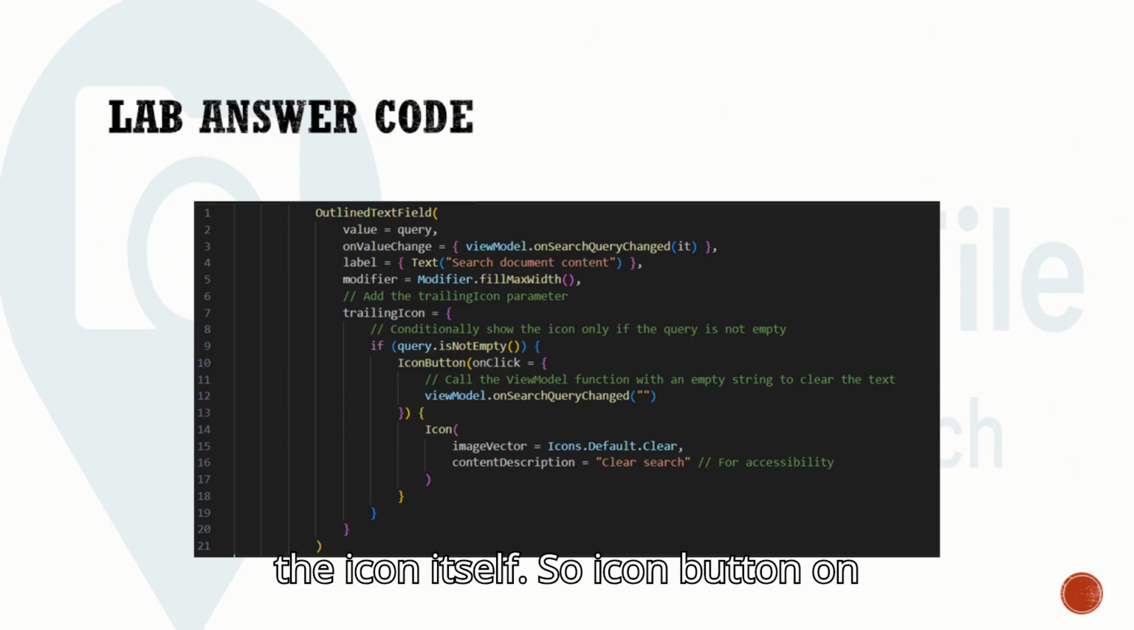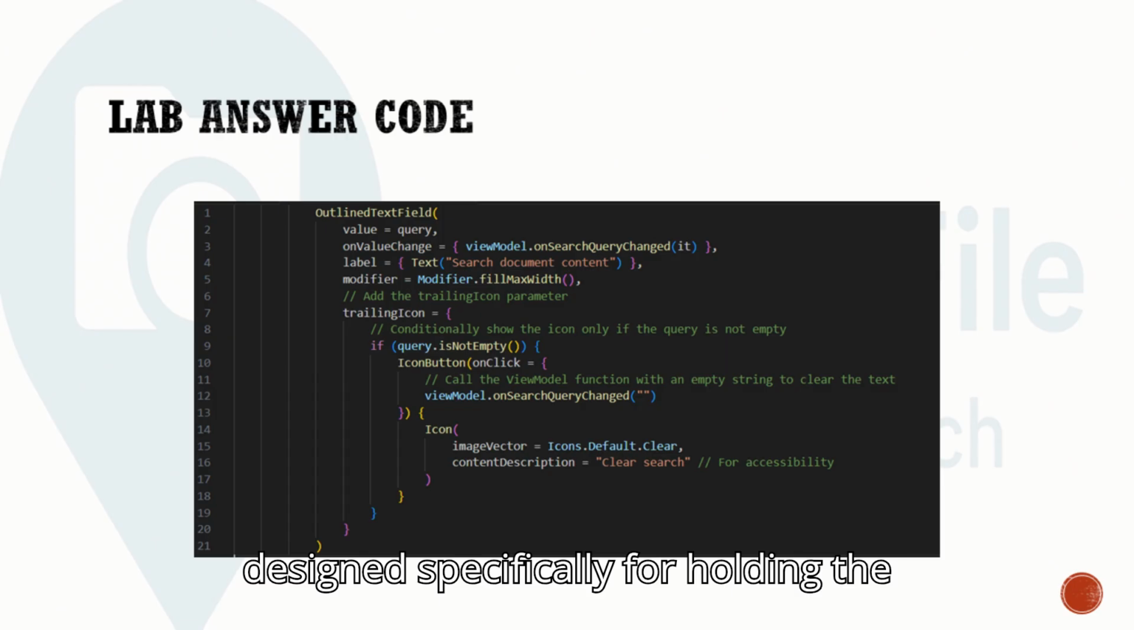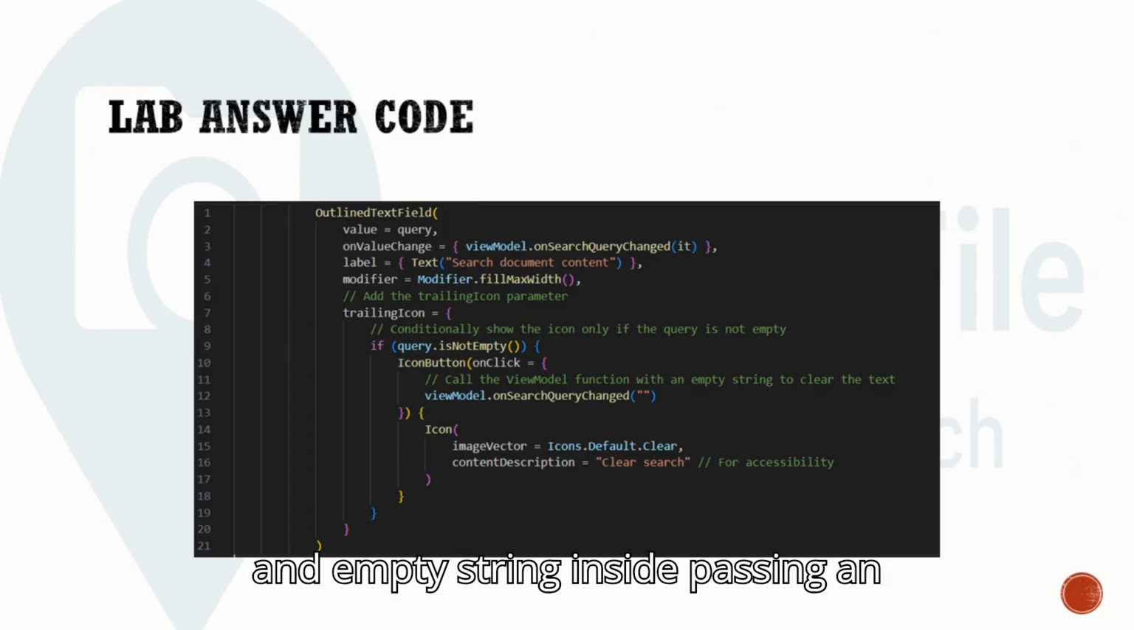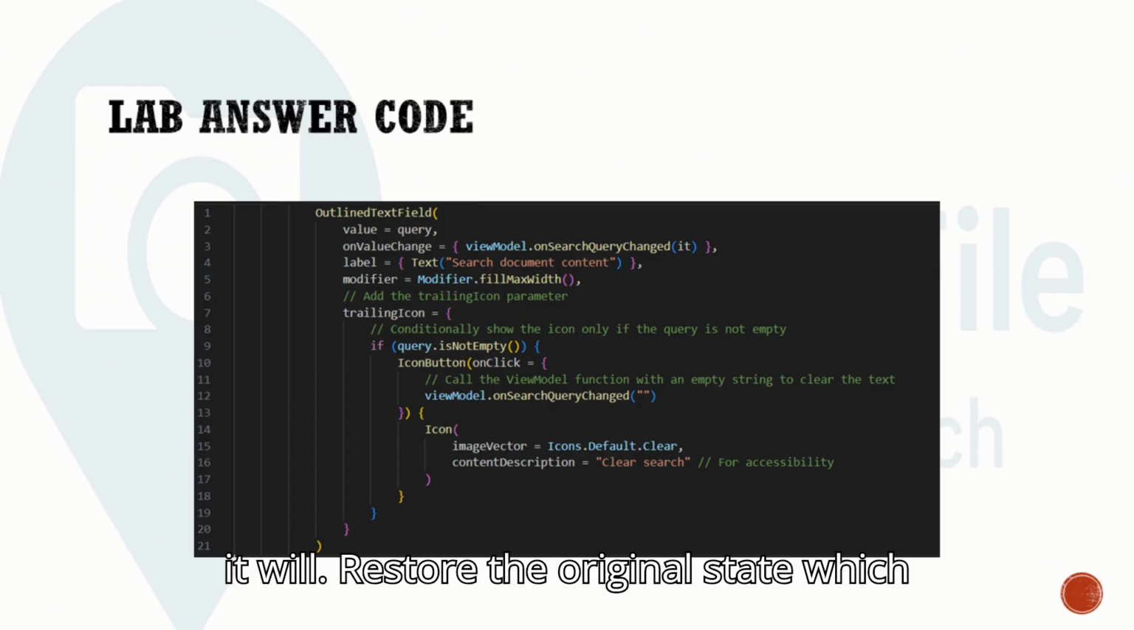So icon button on click equal to, this creates a clickable button designed specifically for holding the icon. The on click part defines what happens when the user taps the button. In this case, it calls view model on search query changed and passes an empty string inside, to instantly clear the search field's text. So basically, when you click the button, when the conditions are fulfilled, it will restore the original state, which is an empty state in the search box.